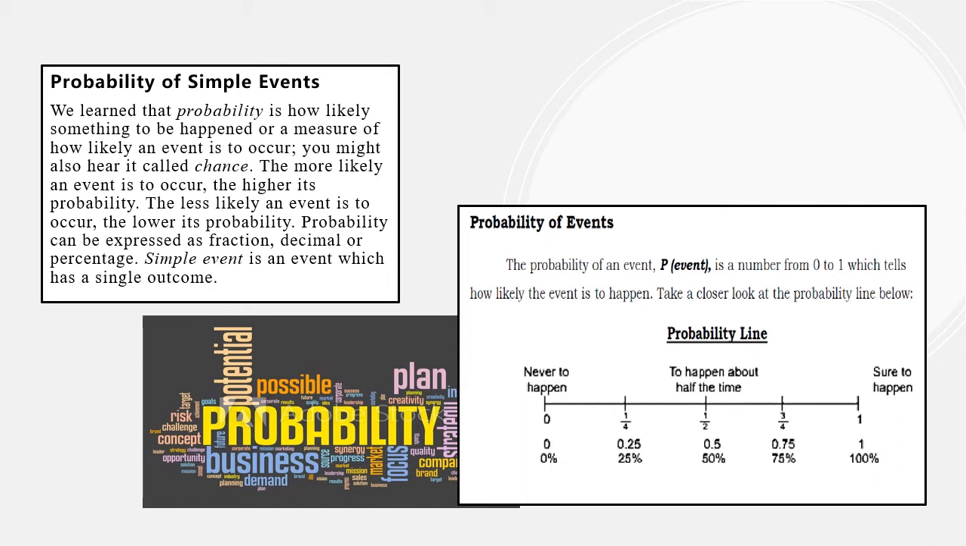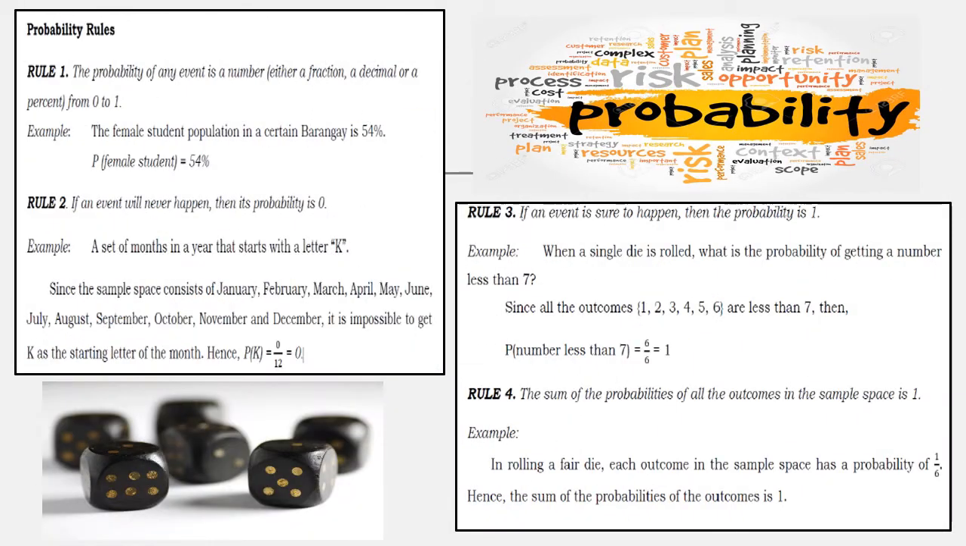So, probability of simple events. The probability of an event is a number from 0 to 1 which tells how likely the event is to happen. Take a closer look at the probability line below. Rule number 1. Probability rules. The probability of any event is a number, either a fraction, decimal, or percent, from 0 to 1. Example, the female student population in a certain barangay is 52%, 54%.